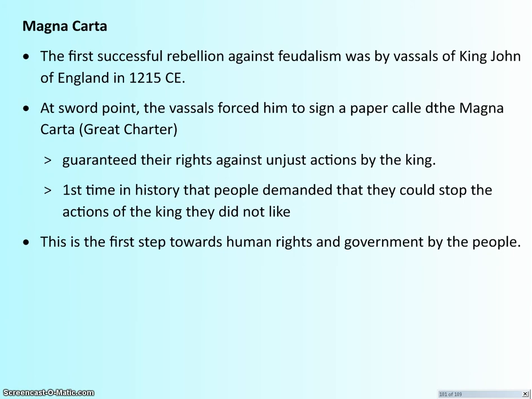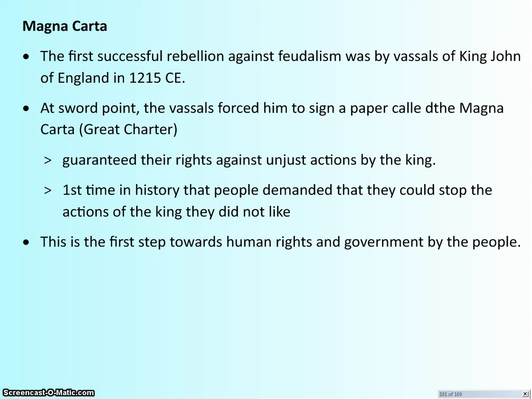Okay, in England, you have a kind of pushback to this with the Magna Carta. Okay, it's the first successful rebellion against feudalism. It was led by the vassals of King John of England in 1215. At sword point, the vassals forced him to sign a paper called the Magna Carta, or Great Charter. And this one document is actually the basis for our system of government, as well as the British system of government, and a lot of others.